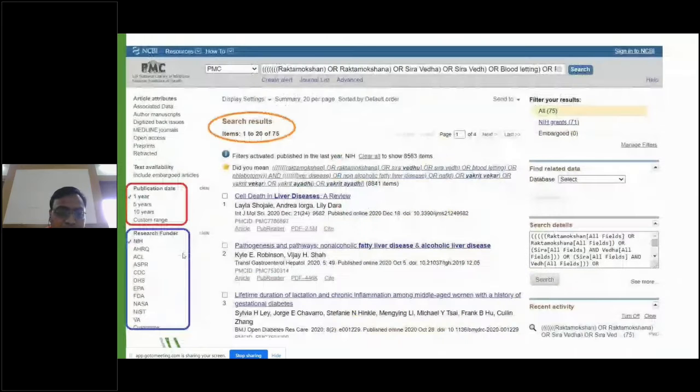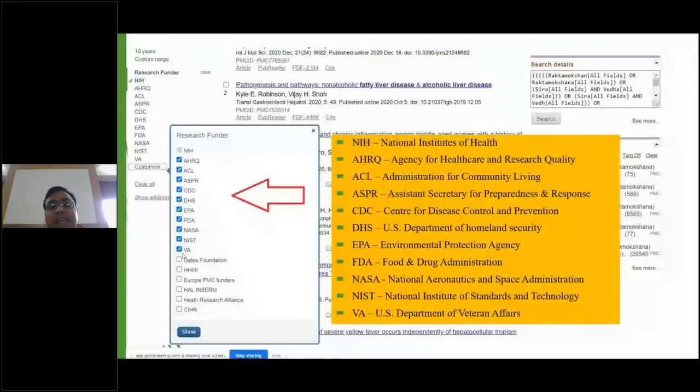So how many types of funders are there? For example, NIH is the National Institute of Health. AHRQ is the Agency for Healthcare Research and Quality. ACL is the Administration for Community Living. ASPR is the Assistant Secretary for Preparedness and Response. CDC is the Centers for Disease Control and Prevention. DHS, the US Department of Homeland Security. EPA, Environmental Protection Agency. FDA, the Food and Drug Administration. NASA, the National Aeronautics and Space Administration. NIST, National Institute of Standards and Technology. VA, the US Department of Veterans Affairs. So many funder agencies are there. I'm showing you short forms and full forms of these national and international agencies funding various types of researches.